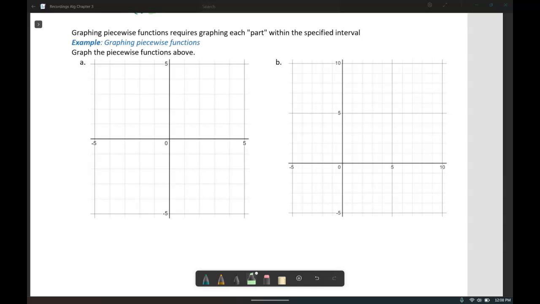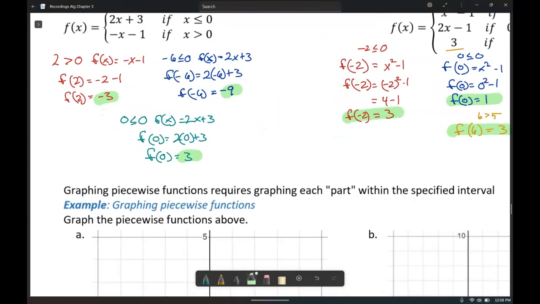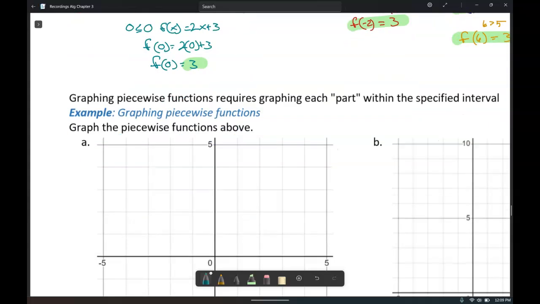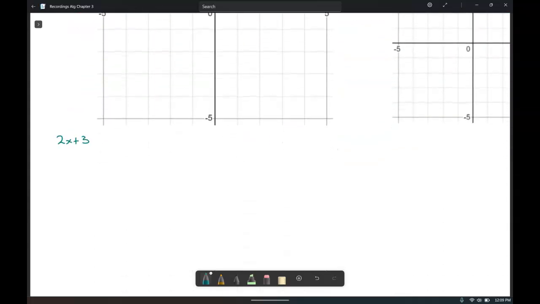So we're going to go ahead and graph the same functions that we had above, starting with a. So we're looking at our function, and the first thing we're going to graph is 2x plus 3 when x is less than or equal to 0. So what we first need is values of x less than or equal to 0. So 0, -1, -2. So we need 2 points to form a line, and the third one's to make sure it's in the right spot.